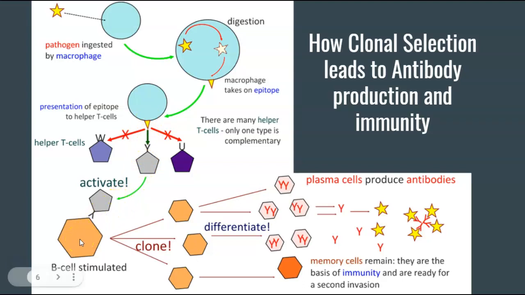Once the B cell is activated, the B cell becomes clones and differentiates into the different types, right? Plasma cells produce the antibodies. You can see them being produced, and then they get shot out, and then they collect all of the pathogen parts and they destroy them. Or memory cells, which is the basis of immunity, really, but it mostly helps if there is a second invasion of this pathogen.